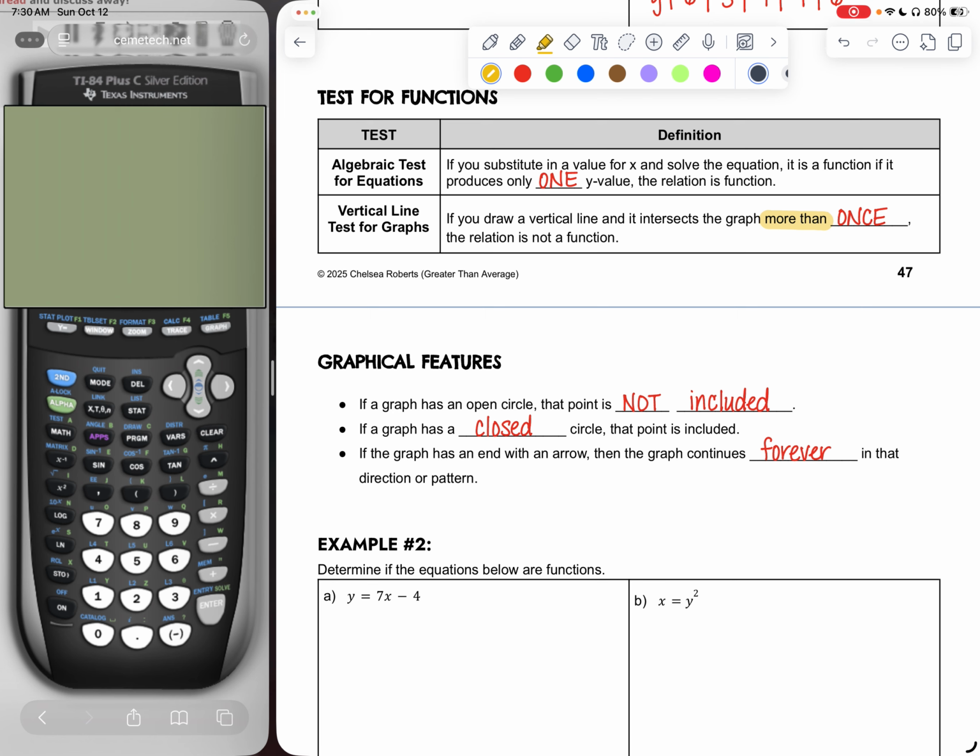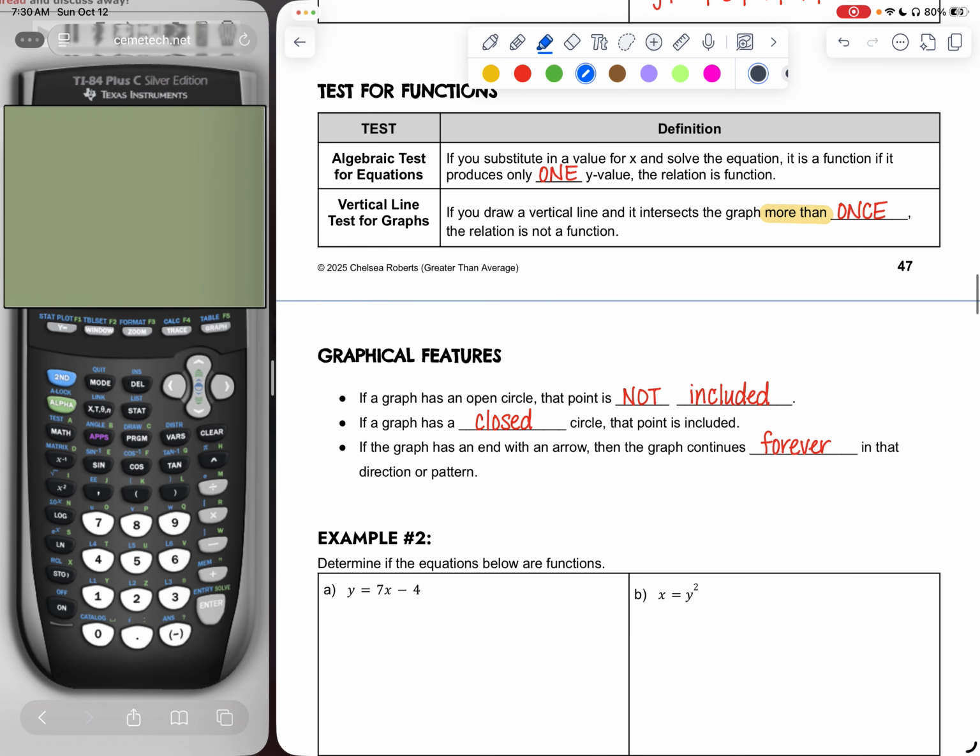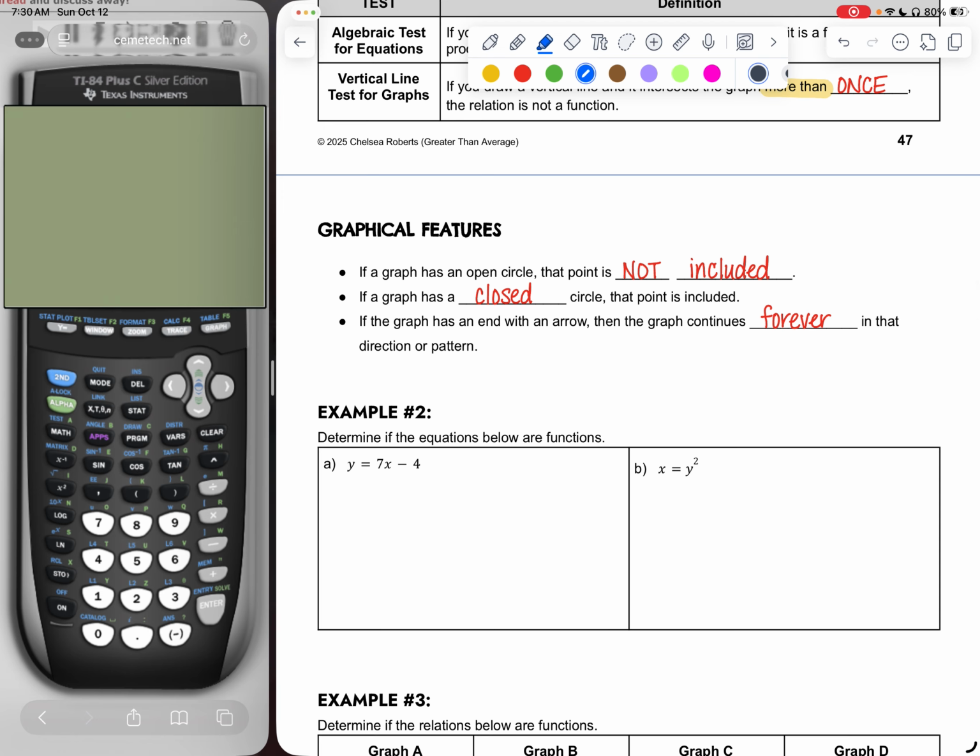So remember what it says. Remember, you cannot have x values that repeat, meaning that if I plug in an x value, I should only get back out one y value. So let's use, for example, 2a. It says y is equal to 7x minus 4. So I'm going to choose a random x value. It does not matter what number you choose. So let's say that we want x to be equal to 2.